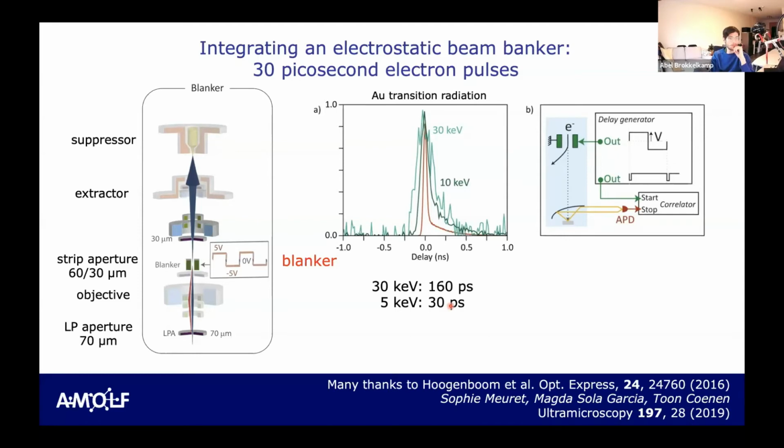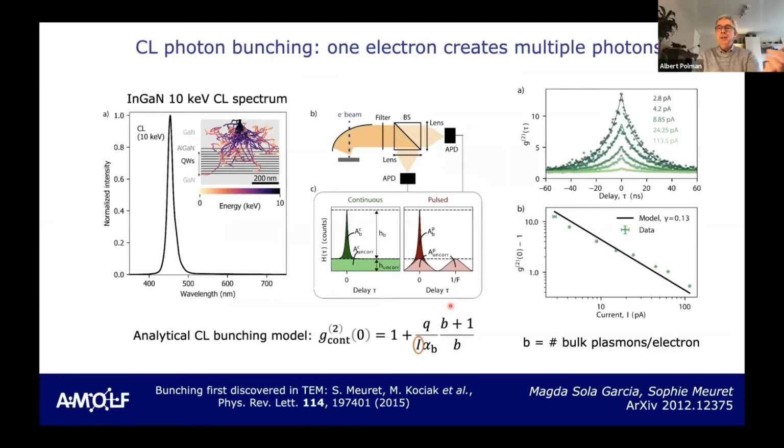So that's lifetime. Another interesting feature, and that's really a new thing in CL microscopy, is the phenomenon of photon bunching. So we know anti-bunching. If we look at single photon emitters, they will never emit more than one photon at a time. So if you look at the statistics of the photon emission, you will see this dip in the correlations between the photons. In CL, it's the other way around.